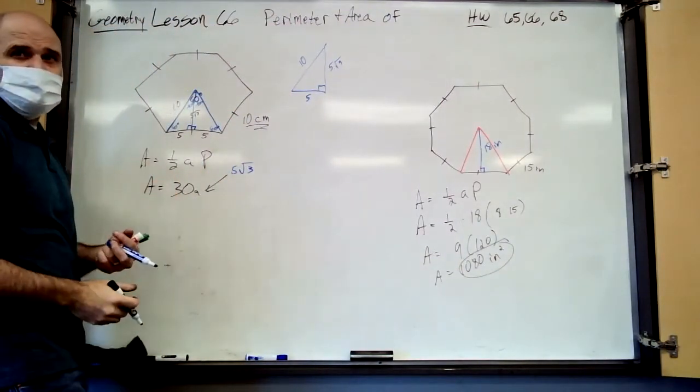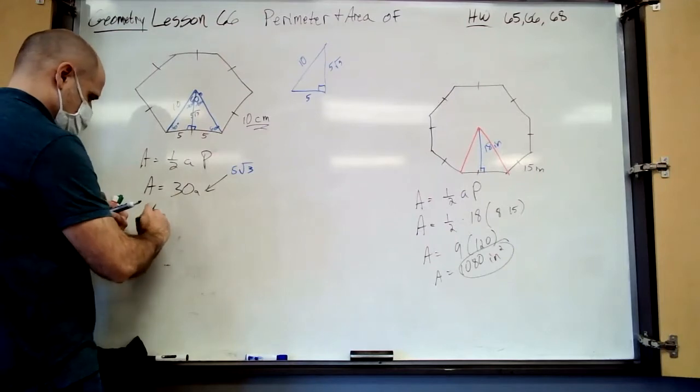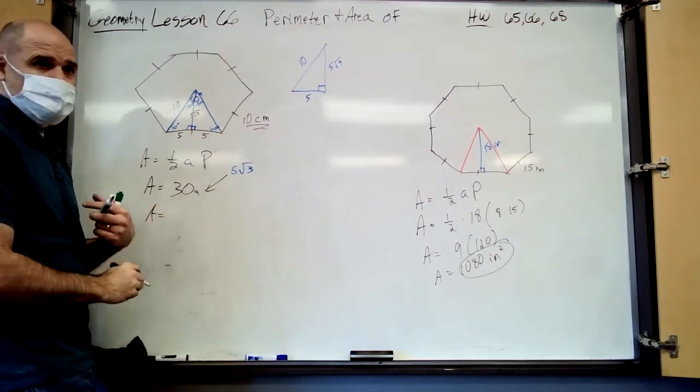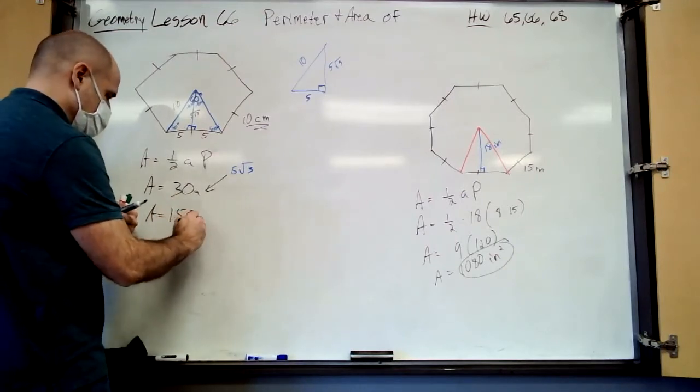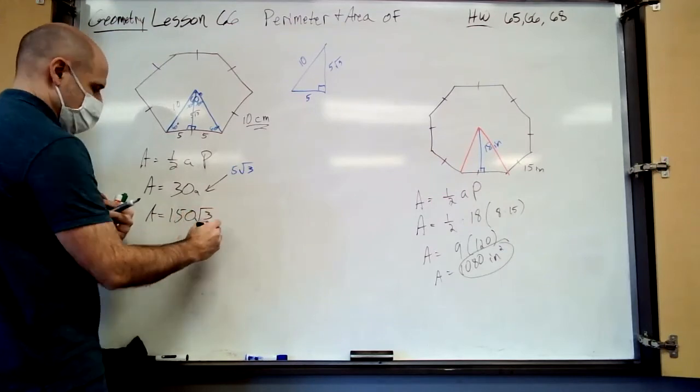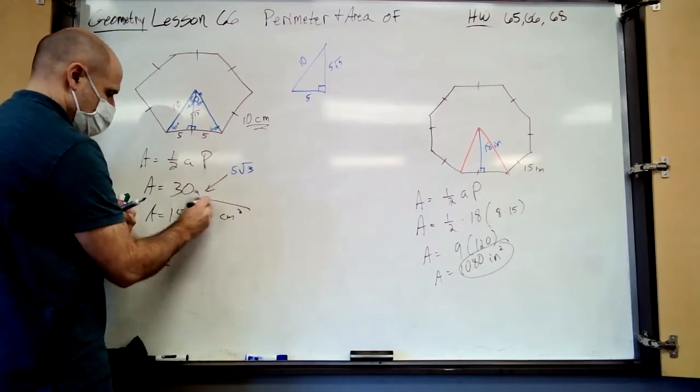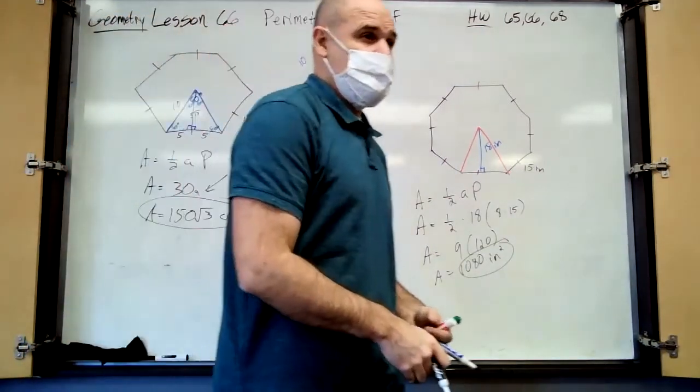What's 30 times 5 radical 3? 150 radical 3. That's it. It's not as satisfying. Yeah, it's not very satisfying, but it's exact. Okay.